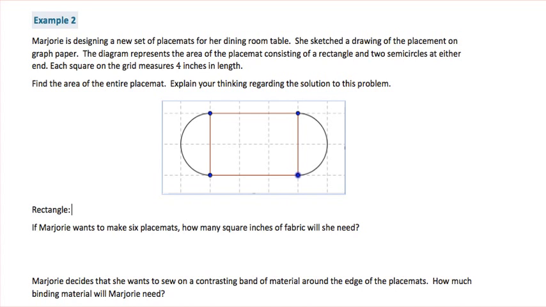and that rectangle, remember, each square on the grid is 4 inches in length. So 1, 2, 3 times 4 is 12. That's our length, 12 by 1, 2, which is 8. Remember, each one is 4 inches in length. So 12 times 8 is 96 square inches.